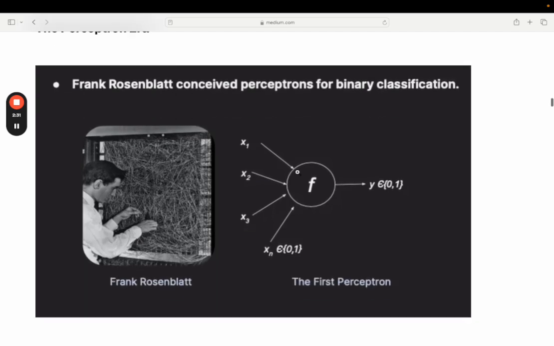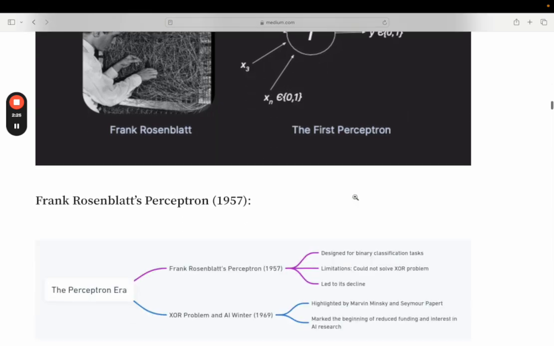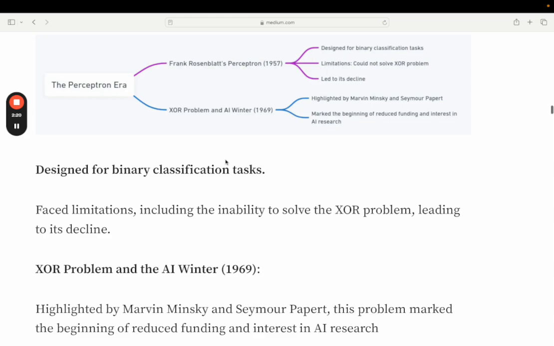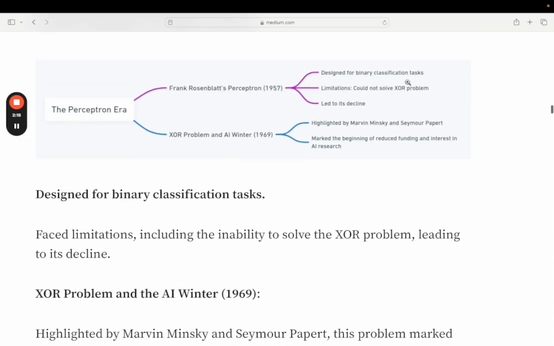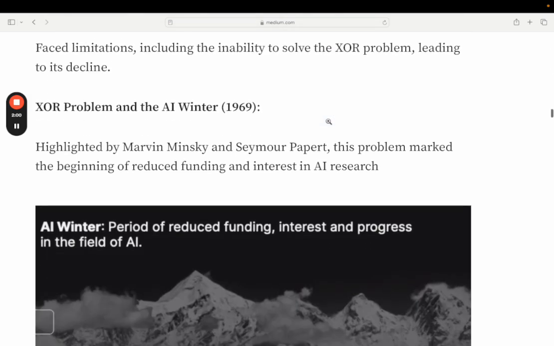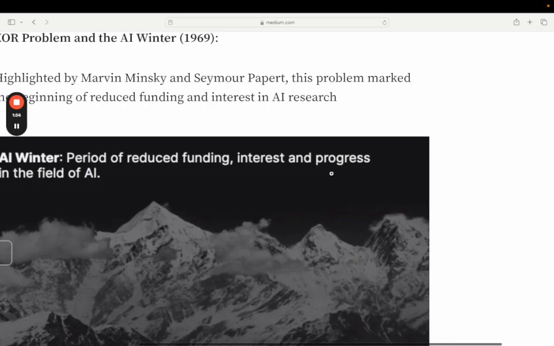And Frank Rosenblatt, this is the XOR gate problem. He worked with x1, x2, x3 and then the perceptron model. In 1953, his binary classification task had a limitation: it could not solve the XOR problem, which led to its decline. So the next problem is the XOR problem. The AI Winter, highlighted by Marvin Minsky, was the beginning of reduced funding and interest in AI research, right? So the AI Winter was a period of reduced funding, interest and progress in the AI field.